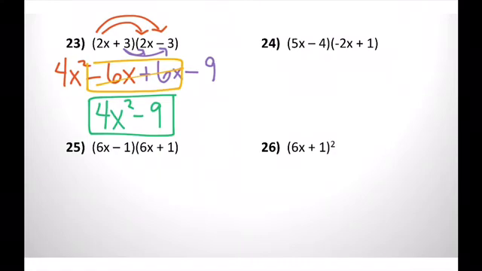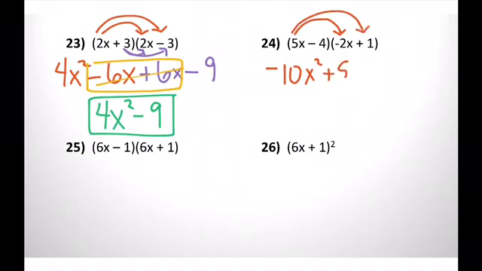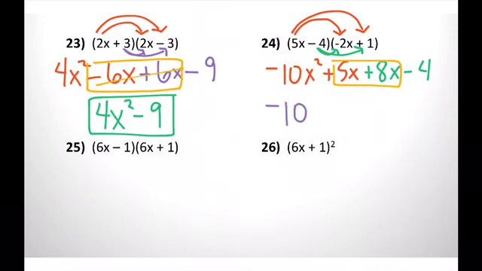So number 24, 5x times negative 2x. 5 times negative 2 is negative 10, and x times x is x to the second power. 5x times 1 is 5x. Negative 4 times negative 2x is positive 8x, and negative 4 times 1 is negative 4. Look for your like terms. With the types of problems we're doing, your like terms will almost always be in the middle, so that's where you can look for them. Negative 10x squared, 5x and 8x is 13x, minus 4.